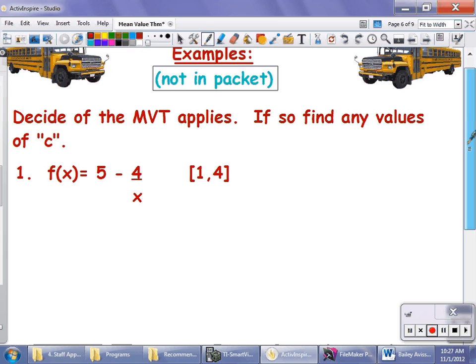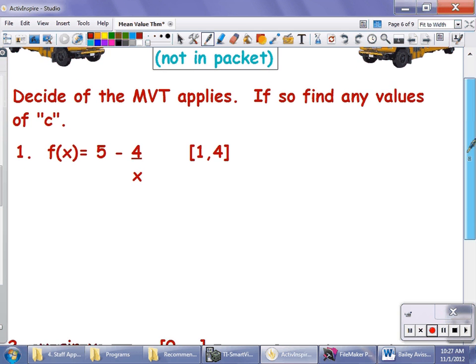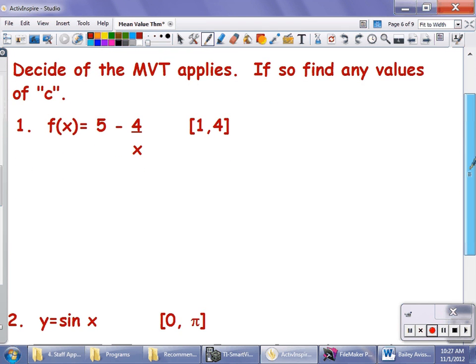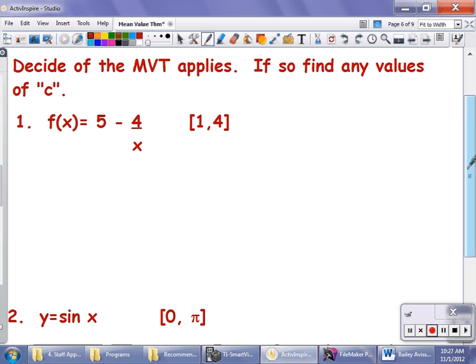Now, if you're in my class, this is not in your packet. You're going to do this on a sheet of notebook paper. So number 1, decide if the mean value theorem applies, and if so, find any values of c. In other words, any times at which the instant equals the average. So the first thing I have to consider is, do I have a closed interval? That would be yes, from 1 to 4. Is the function continuous on that closed interval?